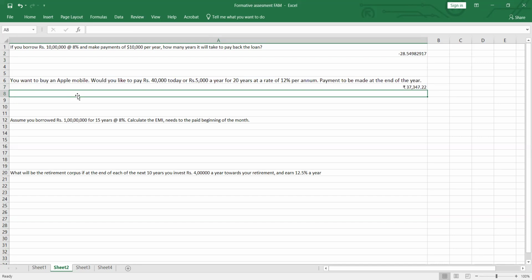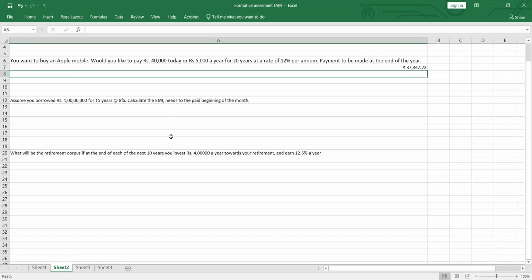So it is better to pay 5,000 for 20 years, because we will save around 2,500 rupees, something like that. So we will go for 5,000 a year for 20 years.